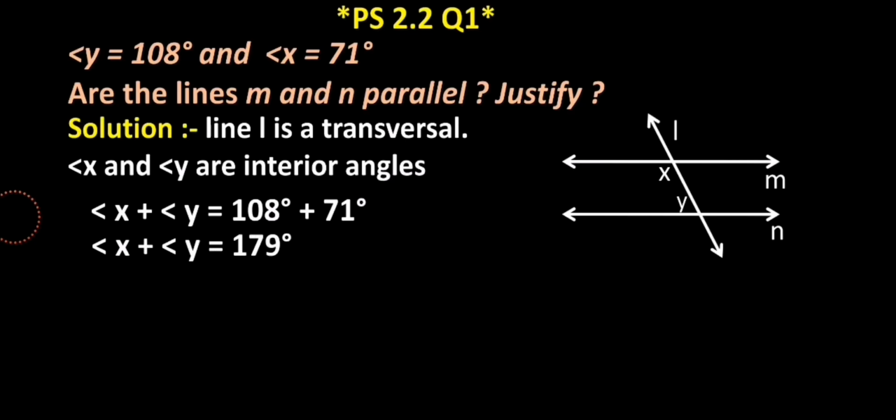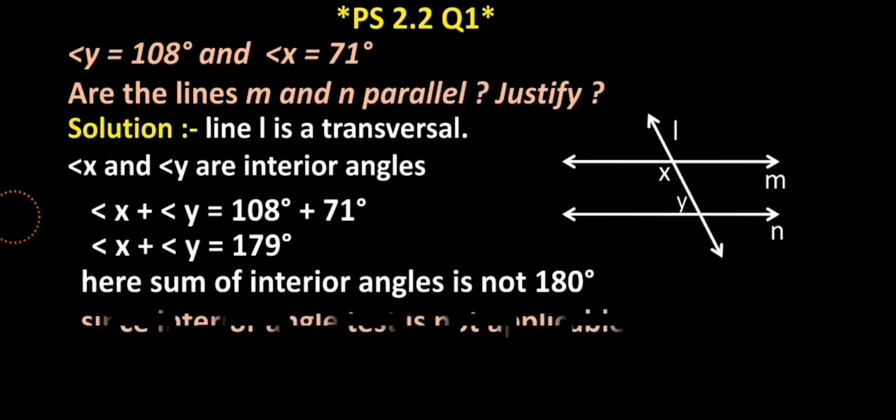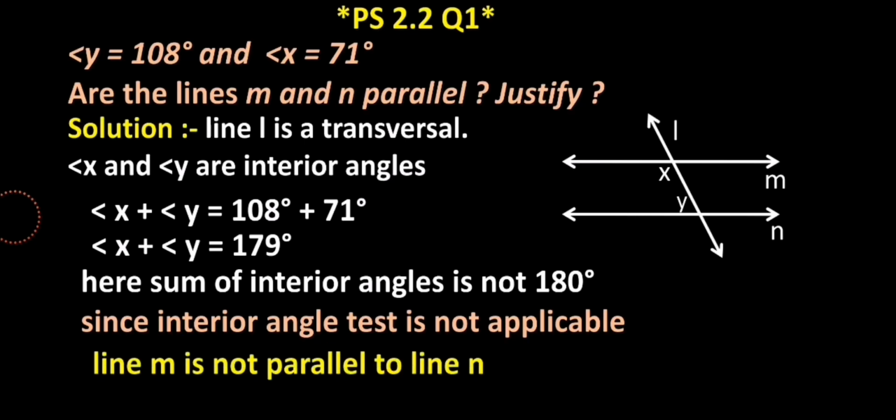That means it is less than 180, and as it is less than 180, I can say interior angles are not supplementary, and if they are not supplementary, then of course we cannot apply interior angle test to prove line M and N are parallel. That means line M and N are not parallel to each other. And how did you decide? Because we are not able to apply interior angle test, and hence we have done it. I hope I made it very clear to you.